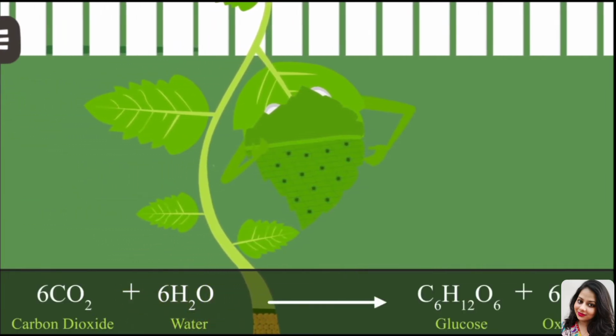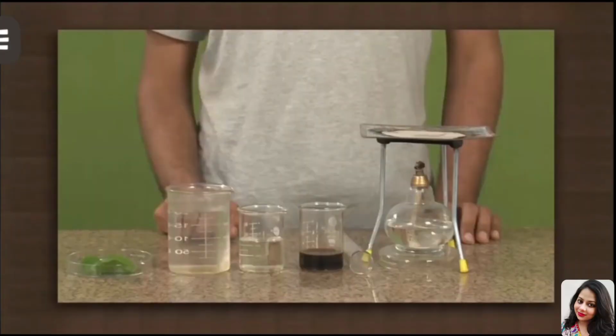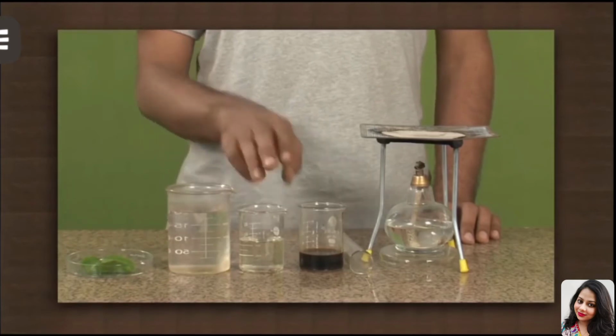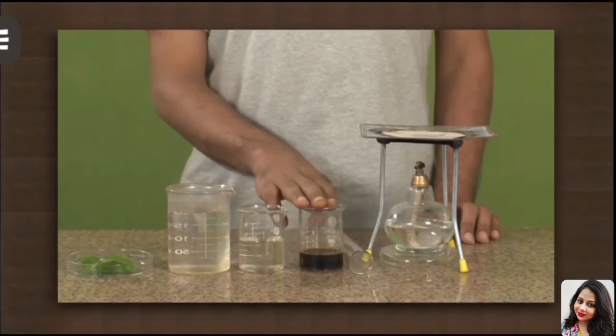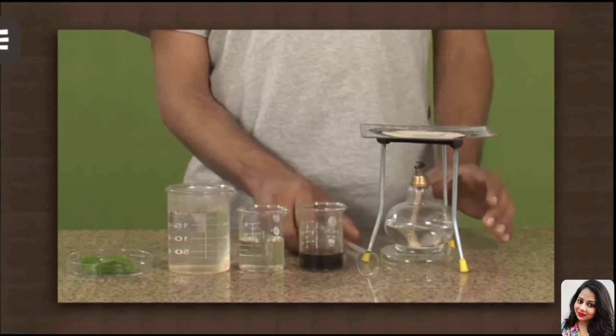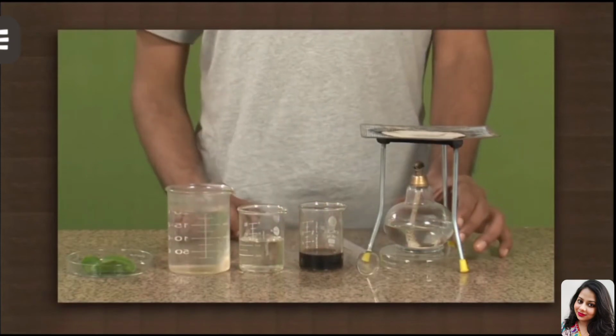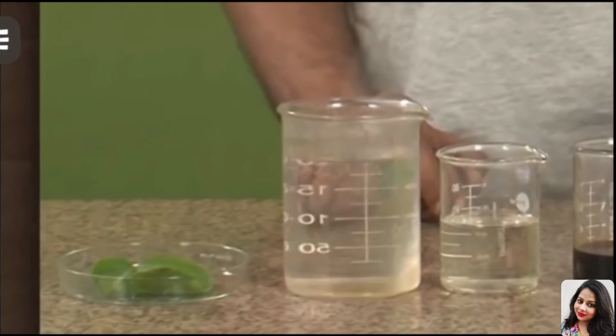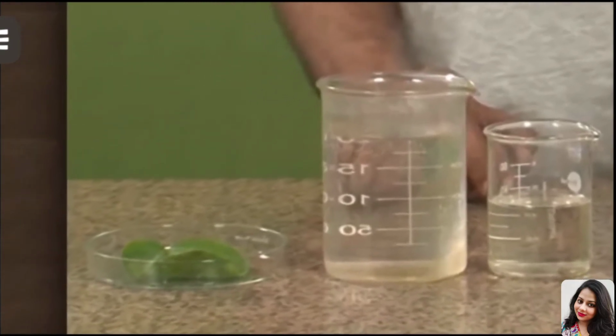and sunlight. Test for starch in plants. Children, for this test, we need some materials: a green leaf, hot water in a beaker, alcohol, iodine solution, test tube, spirit lamp, tripod stand and petri dish. Now, keep the leaf in a petri dish which was kept in sunlight for a few hours.